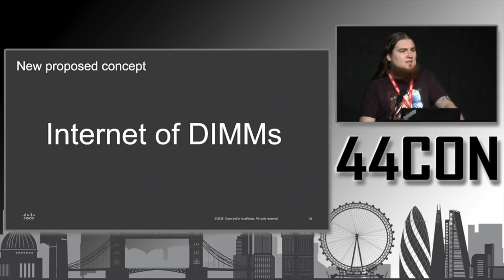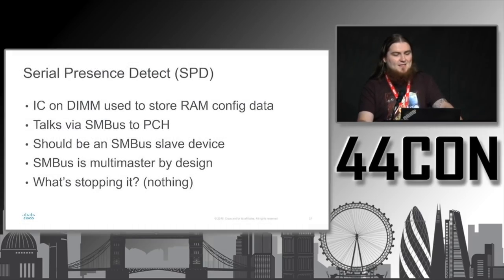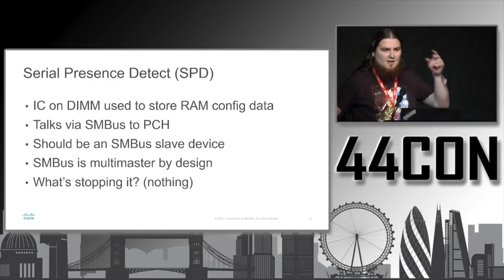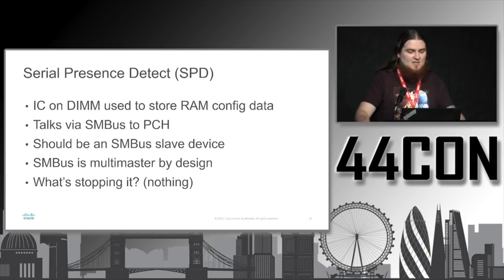So what is this SMBus on the memory devices on the DIMMs? What does that talk to? It talks to this thing called Serial Presence Detect (SPD). It's an IC on each DIMM that stores things like RAM configuration. If you've ever done any overclocking, you know things about timings, like you'll get timings like 5-5-5-15. These values and lots of other detailed bits of information get stored in this SPD chip.